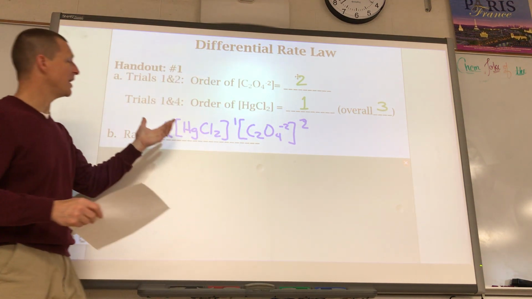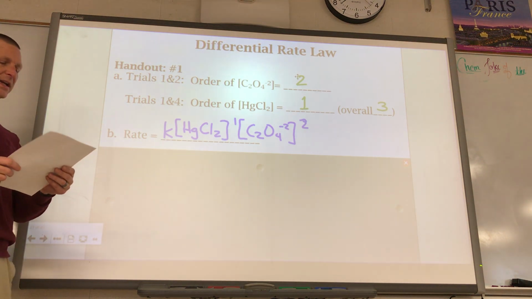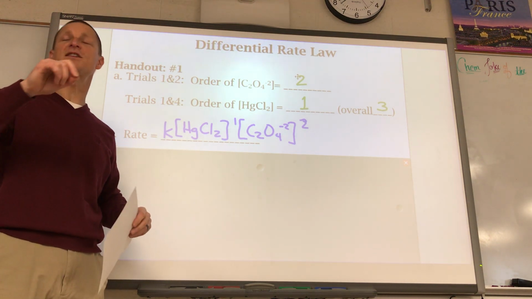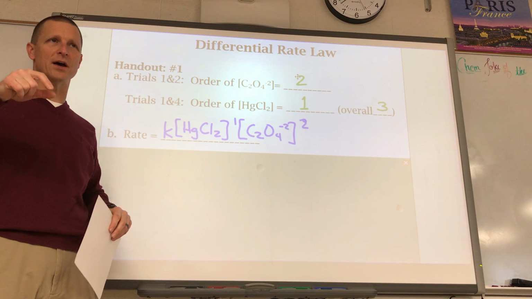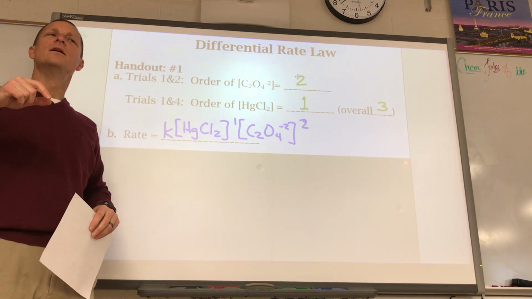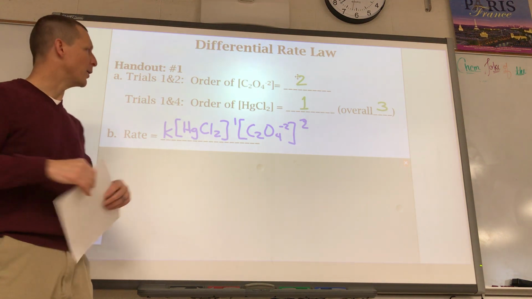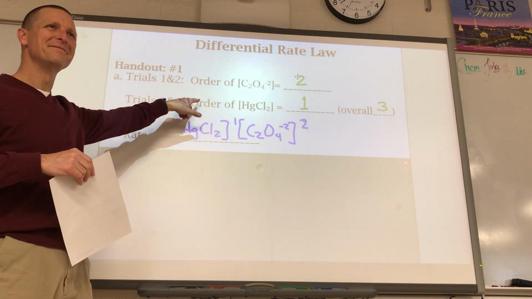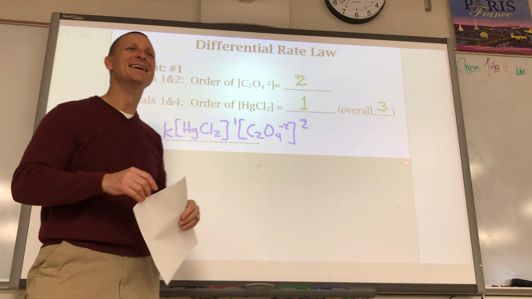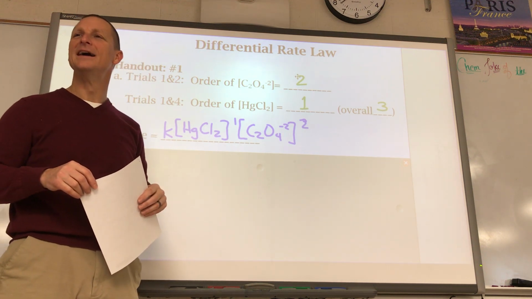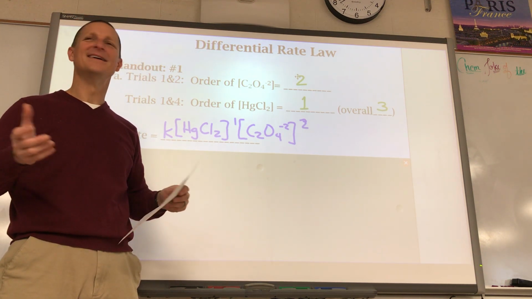So that's it for A and B. Part C, calculate K for the reaction. Now I asked you to take some notes on the K. Look back at what you wrote down. To find K, find the order first. Okay, we did that. Choose one trial. Plug in rate and molarity of A and solve for K.